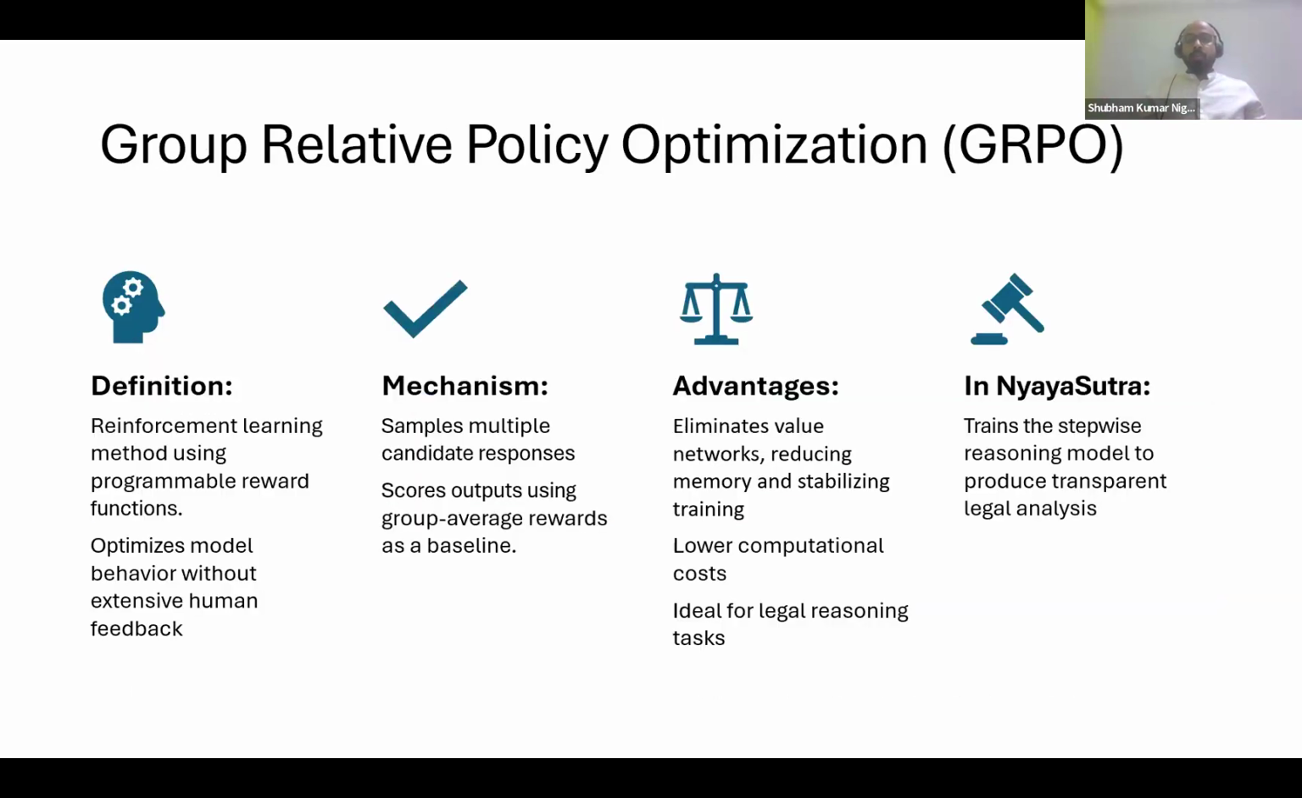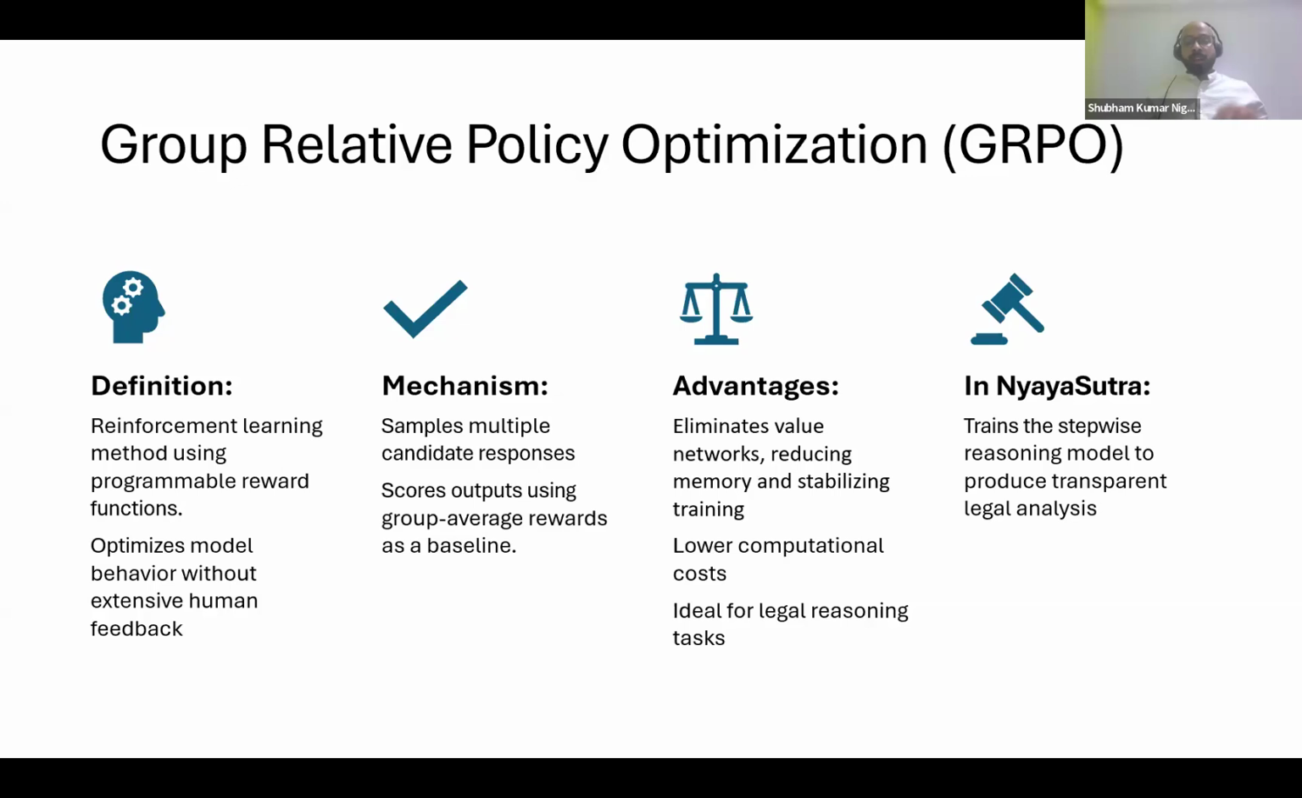Those who wanted to know what the GRPO thing is, I wanted to explain a bit so that things are clearer. It is a reinforcement learning method which uses programmable reward functions and optimizes model behavior without extensive human feedback. So you don't need feedback on each answer as a reward. The mechanism is very simple: we sample multiple candidate responses, unlike the earlier approach with one sample per response, and score all outputs using the group average reward as a baseline. I think most people know about GRPO now.